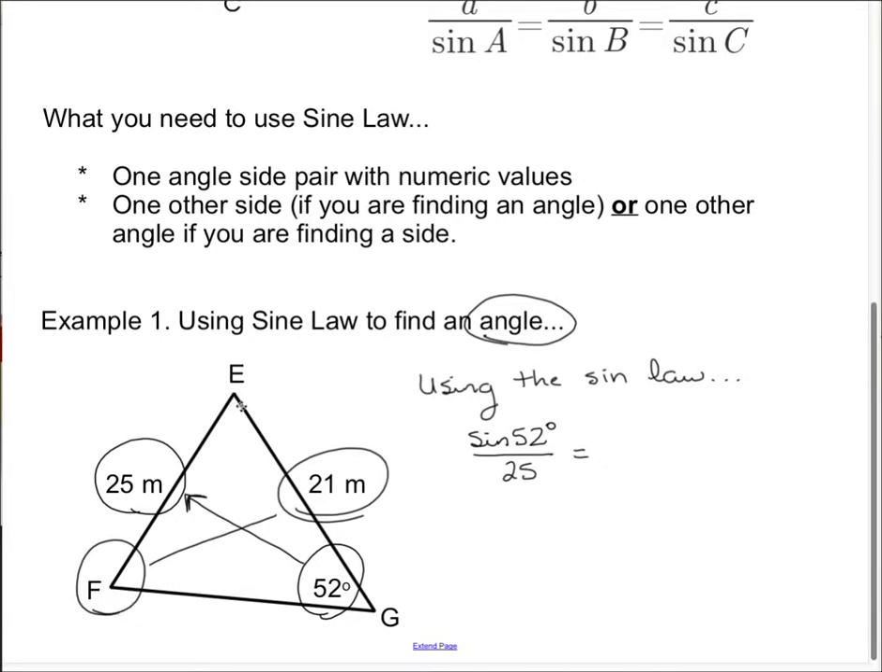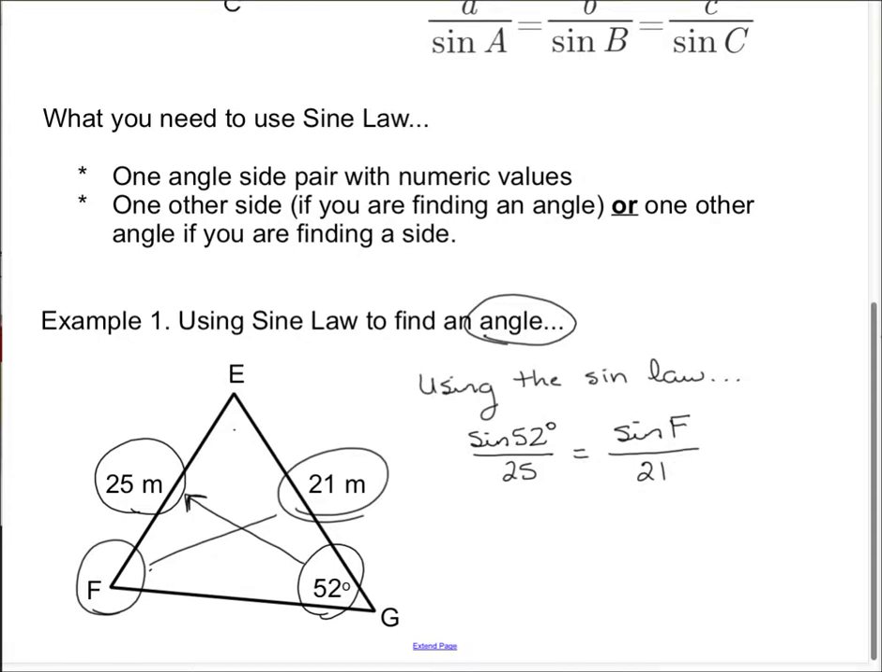Once I have angle F, then angle E would be easy to find because I know that all the angles in the triangle add up to 180 degrees. You remember that from years gone by. But I have to find F before I can find E because it's got the opposite side. So I'm going to put sine F on top here. And on the bottom, I'm going to put 21.